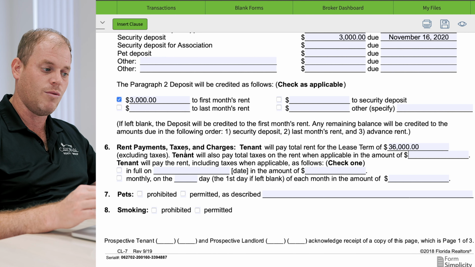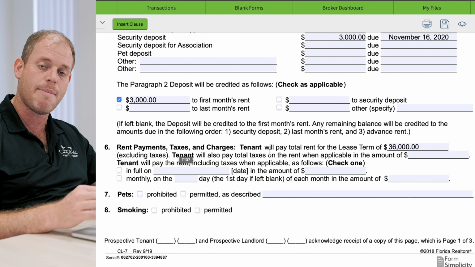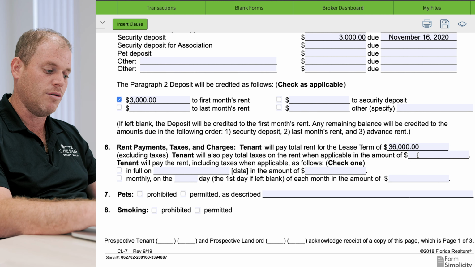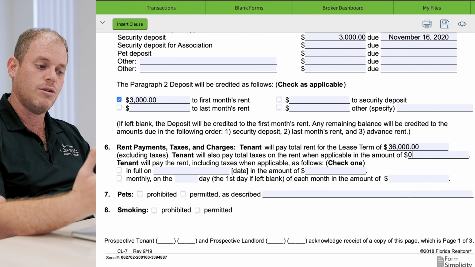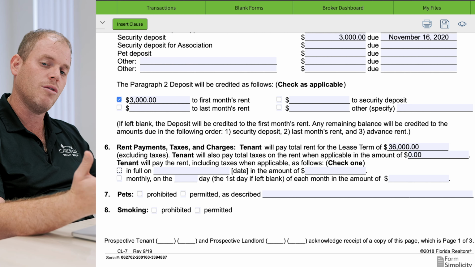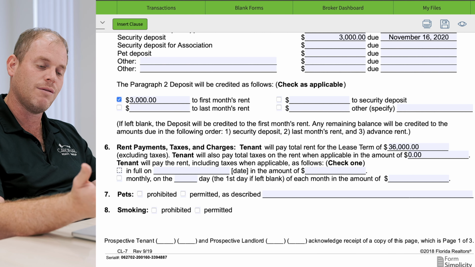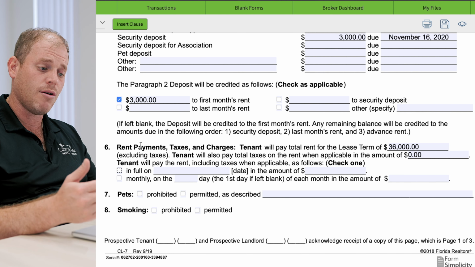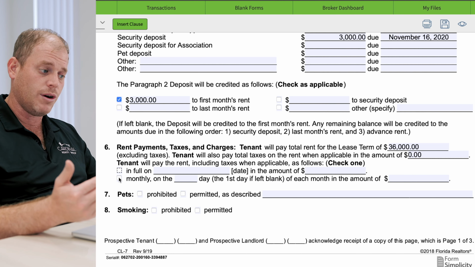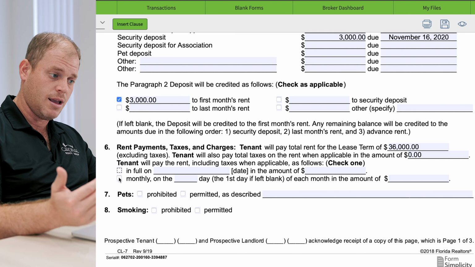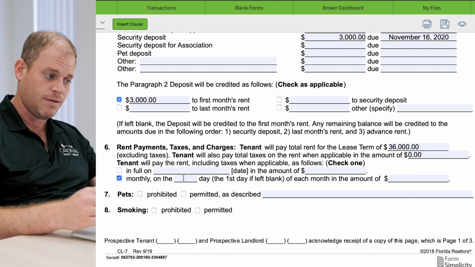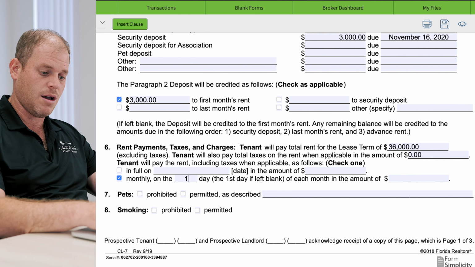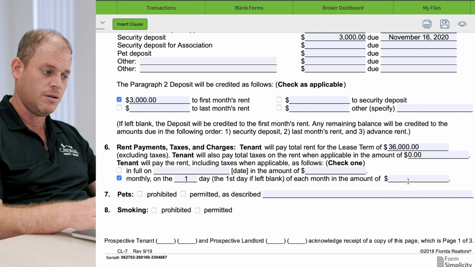So next line, tenant will also pay taxes on the rent when applicable in the amount of, and for this specific lease, it will be $0. Okay, some people are charged taxes. You don't see that often down here in South Florida, but it does happen. All right, and this is how the installments are going to be paid. We're going to check off monthly, right? And it will be on the first day of each month in the amount of $3,000, right?